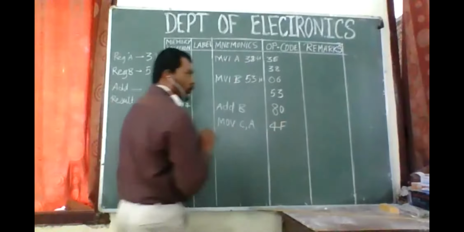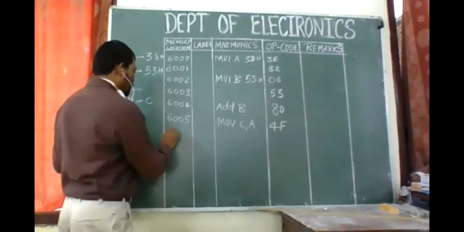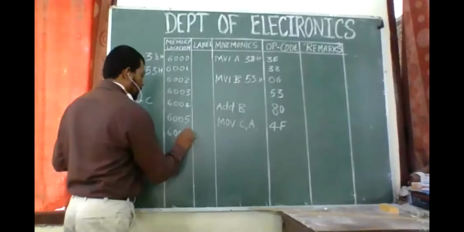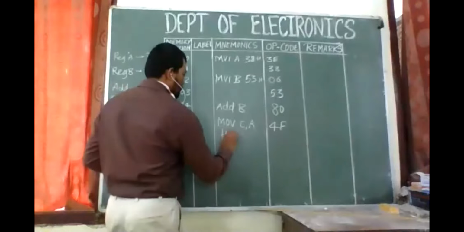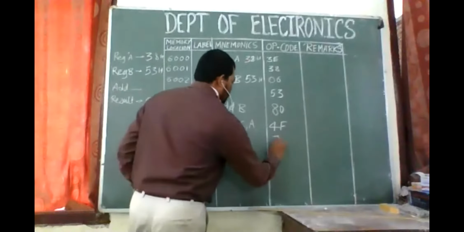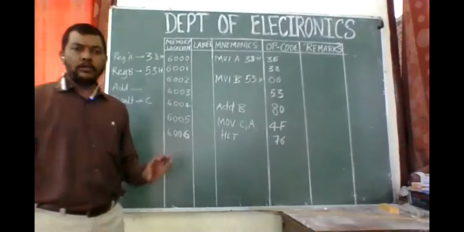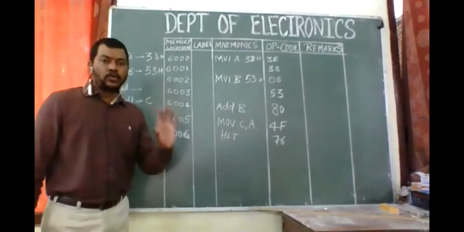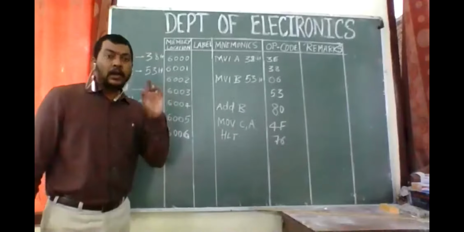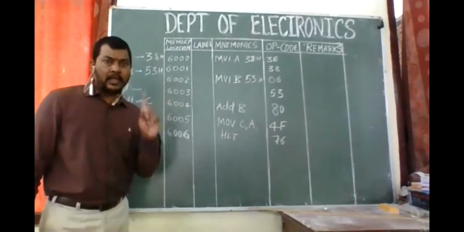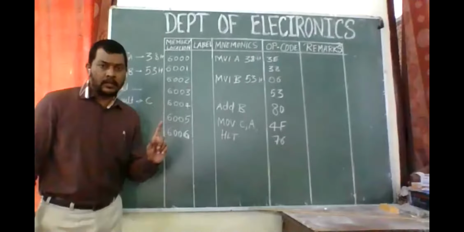4F is the opcode. Now the program is over, so we will stop the program here, that is 6006. In this, what did we do? We put in halt, HLT, so the opcode of halt is 76, right. So this is a simple program for addition of two 8-bit numbers and the result is also 8-bit, the result is one byte only.